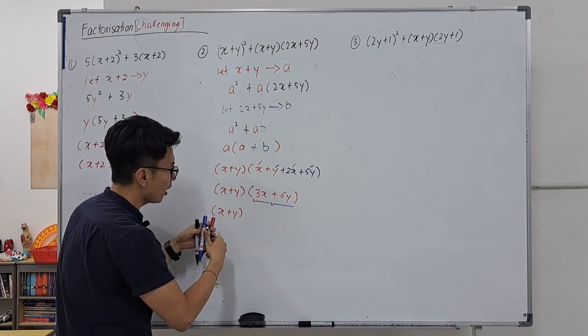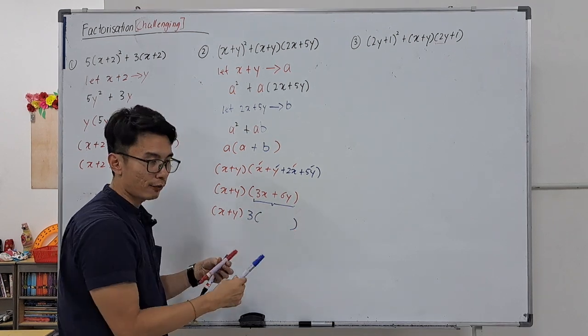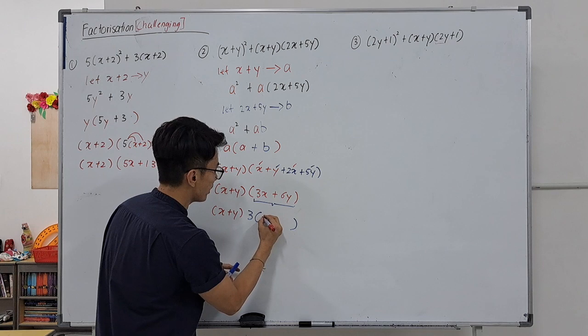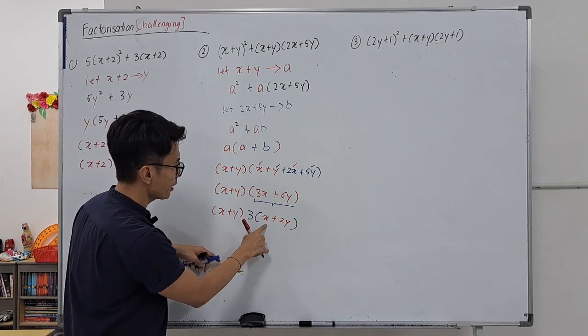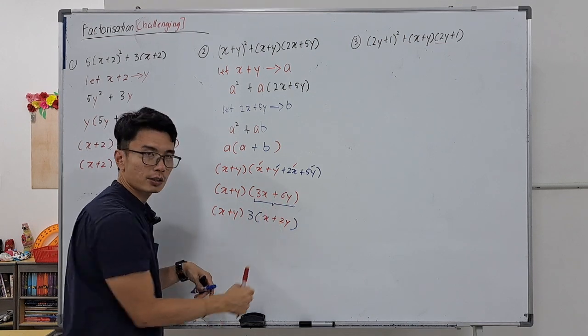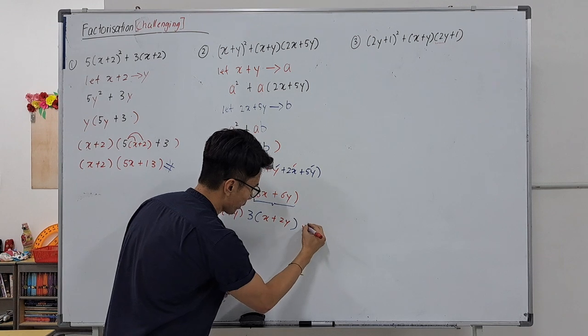I can still take out a 3. And then if I take out a 3 over here, what's left inside my bracket? That's going to be x plus 2y, right? Because 3 times x is this, 3 times this is this, correct? Anything else I can do? No, that's the final answer over here.